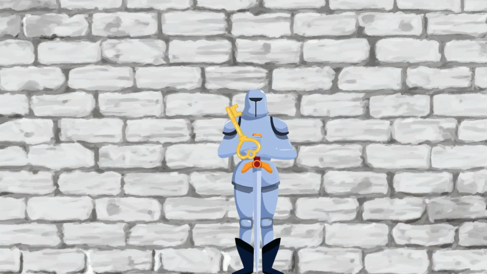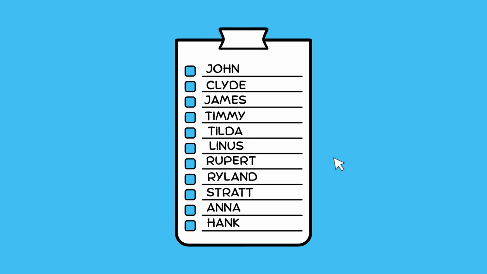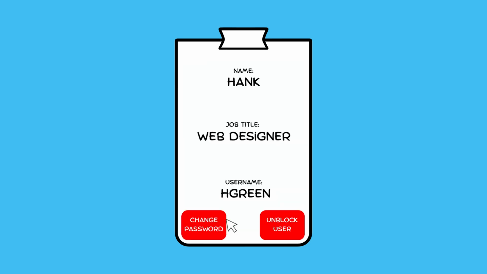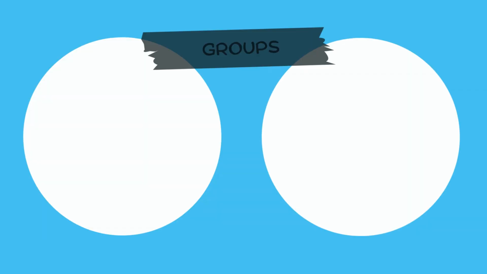instantly. Active Directory lists everyone in the business. It shows their names, job titles, and login credentials. It is where you can change someone's password or unblock someone if they've exceeded the limit for incorrect password attempts. It also lists what groups a user belongs to.